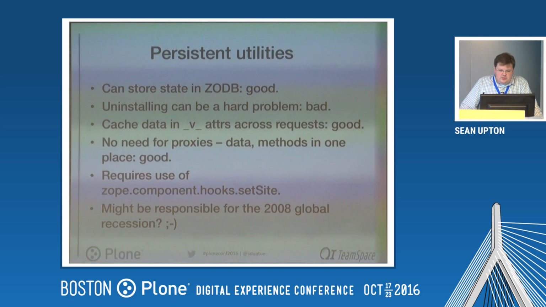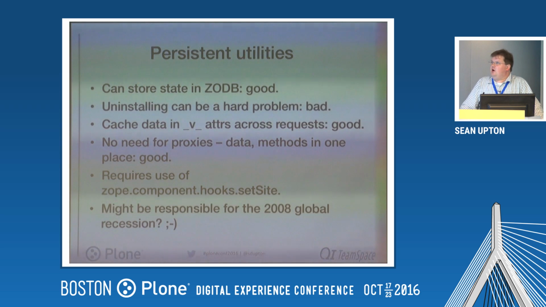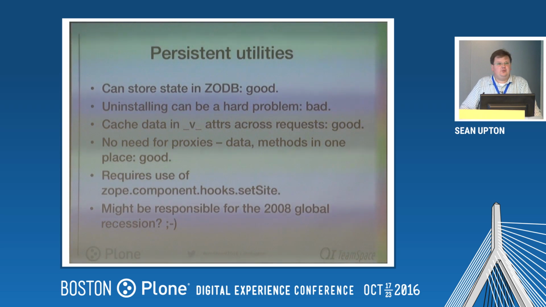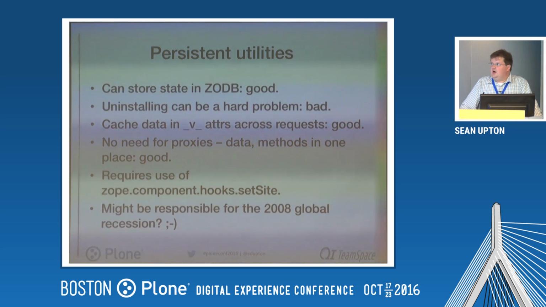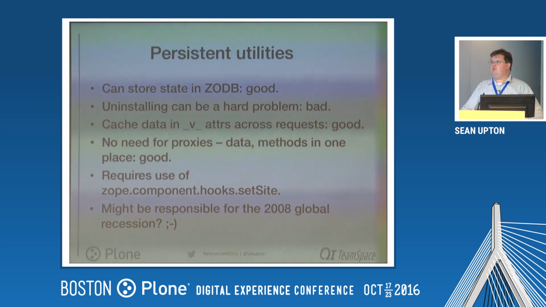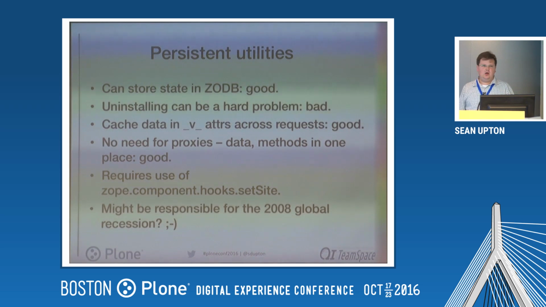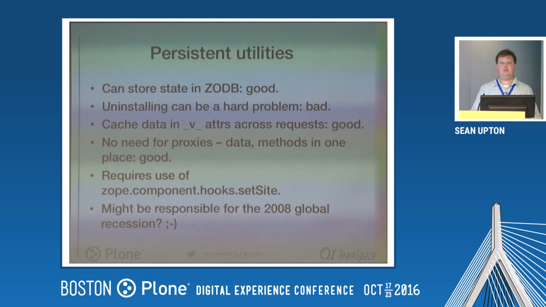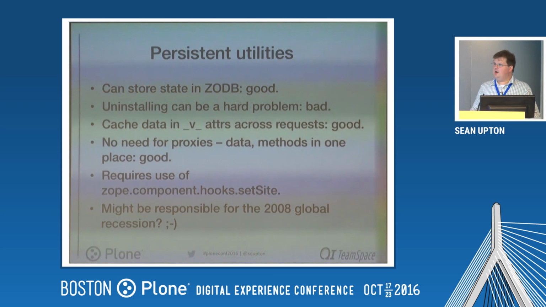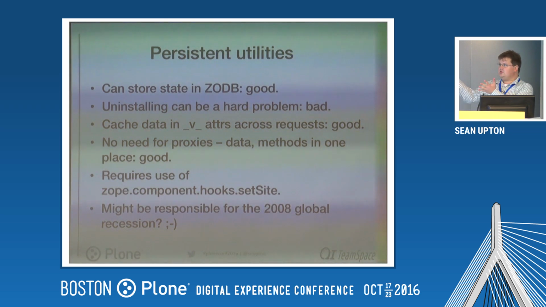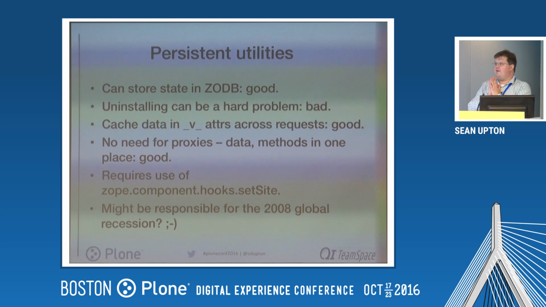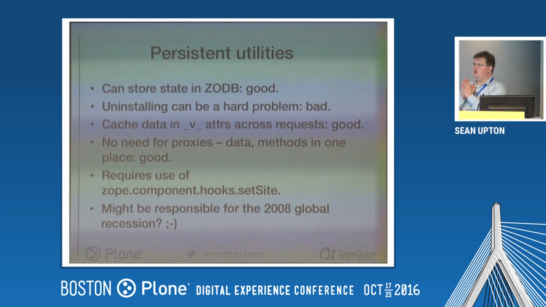But there's some good things you can do, like cache data across requests in volatile attributes. That means you might be able to do something that's helpful from a performance standpoint that you can't do when you're having to construct an adapter every time you have a request. Now, there's no need for proxies. The methods and the data are all in one place. That's also good. You need to have something calling setSite.